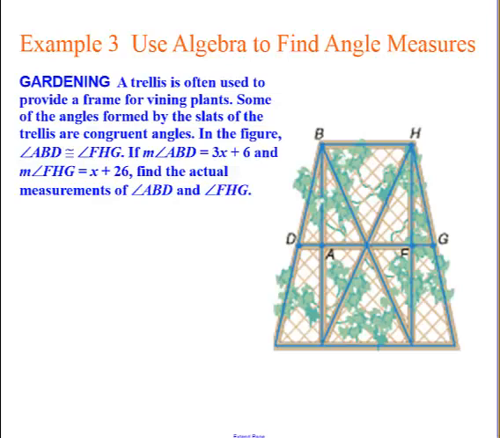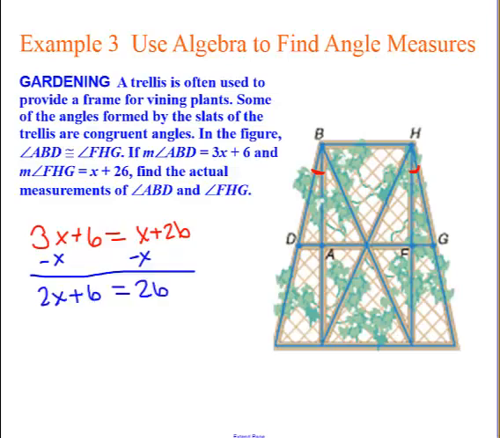So the first thing I want to do is locate these angles in my picture, and I know that they are congruent, so I can go ahead and mark the angles with our congruent symbols. And I know that if angles are congruent, they are also equal, so I can set up an equation of 3x plus 6 equals x plus 26. So to solve, I would want to subtract x from both sides, leaving me with 2x plus 6 equals 26. Then I would want to subtract 6 from both sides, leaving me with 2x equals 20.